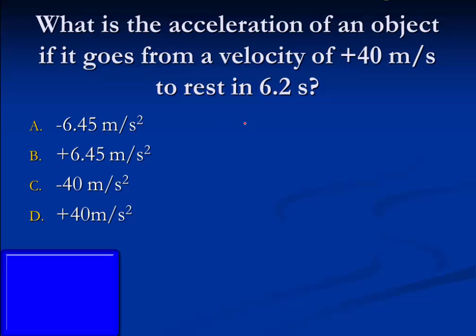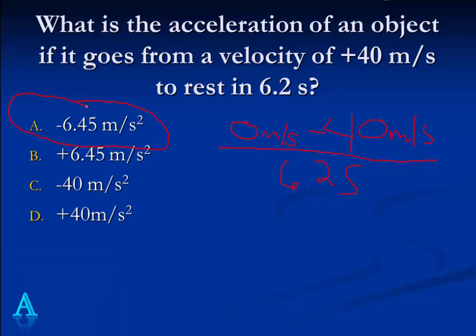So we have our ending, which is 0 meters per second. We're going to subtract our starting, so 40 meters per second, all over time, which in this case is 6.2 seconds. And when you do the math, you get A, negative 6.45 meters per second squared.